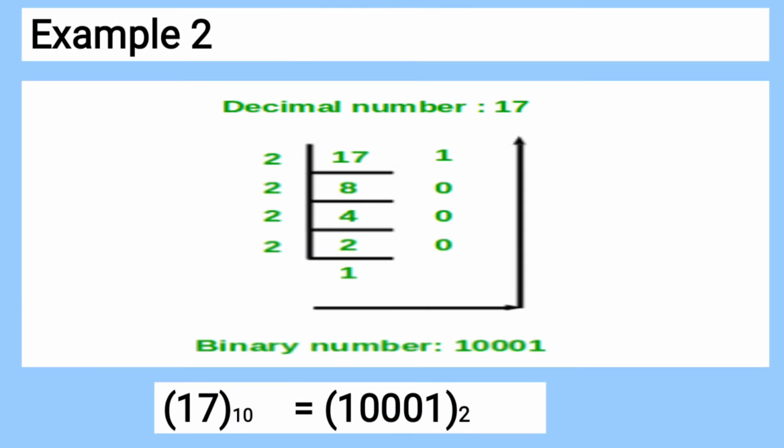Let us see another example. We will do the same procedure. This is called repeat division. You have to keep repeating the procedure until you end up with the value 1 or 0.